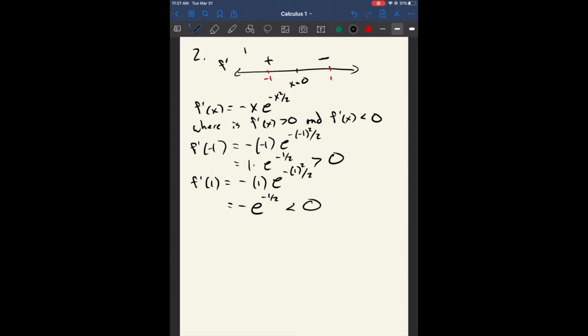Okay, so that means my function here should be increasing. So it should be going up. And then it should be decreasing, and so it should be going down here. So you have an idea now already of whether x equals 0 should be a local max or a local min.